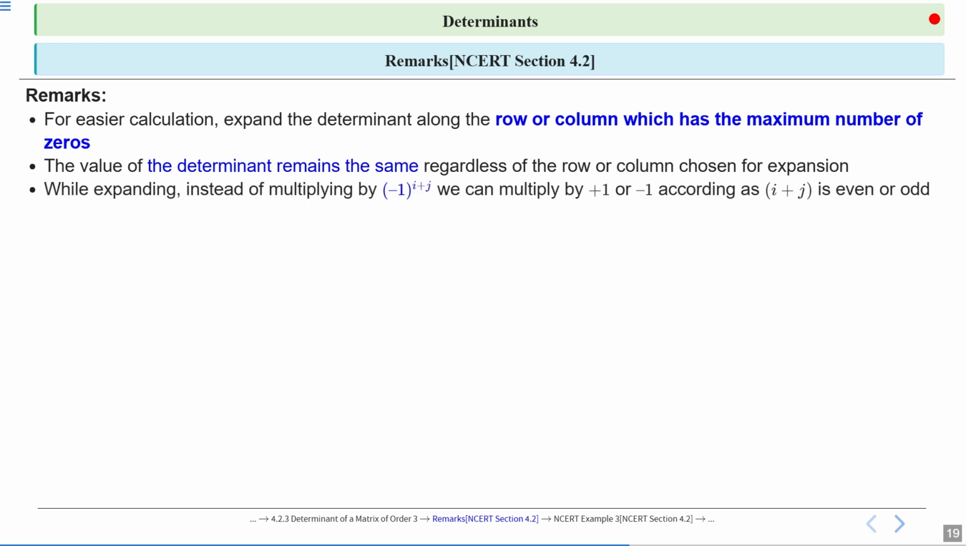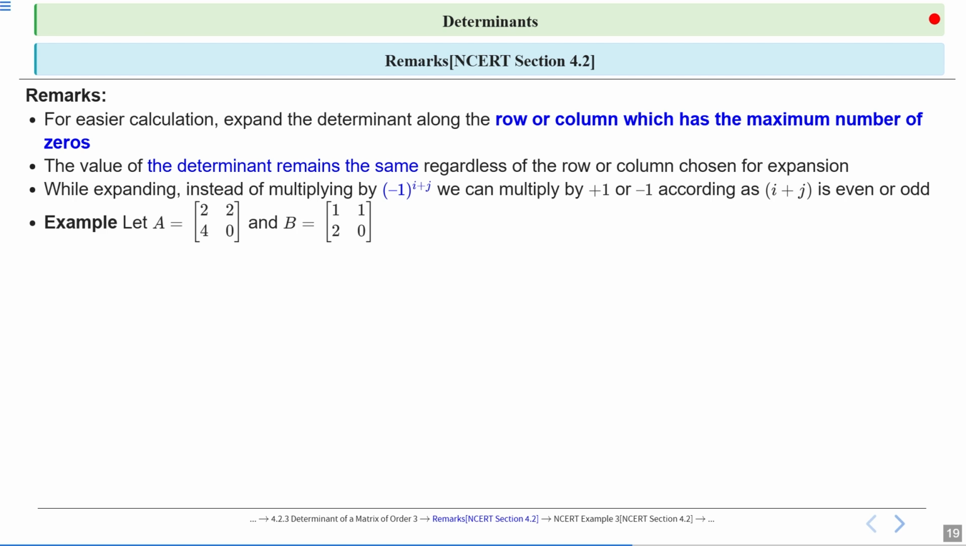While expanding, instead of multiplying by (-1) to the power i plus j, we can multiply by plus 1 or minus 1 according as i plus j is even or odd. Because if i plus j is even, the value of (-1) to the power i plus j is always plus 1, and if i plus j is odd, the value of (-1) to the power i plus j is minus 1. Okay.